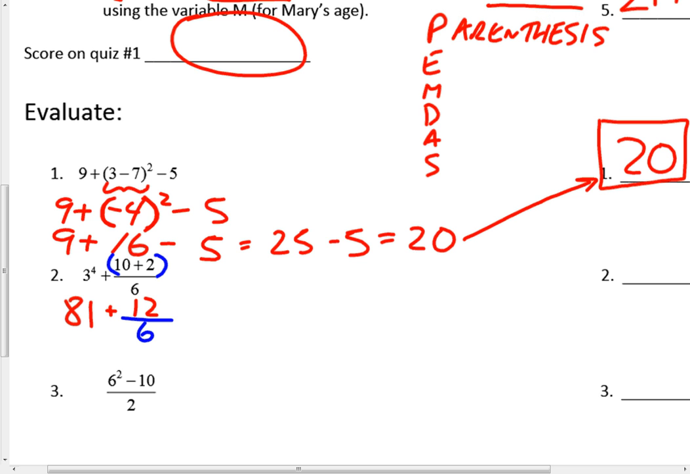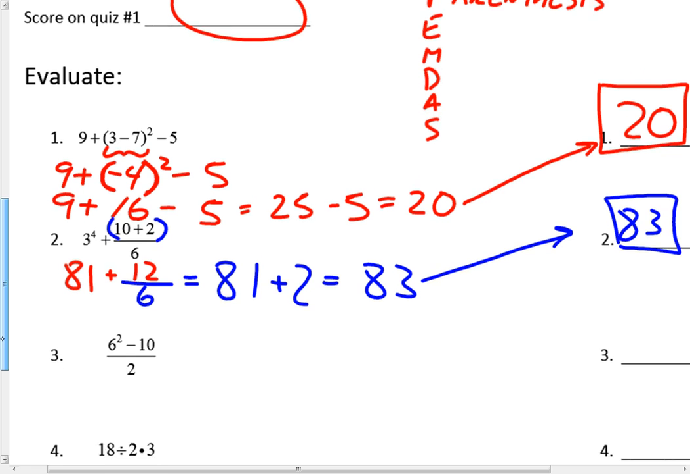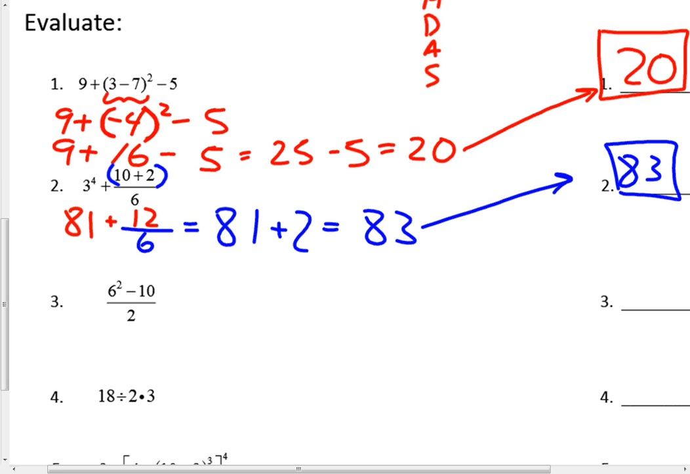A lot of you got to that point and then things fell apart. You either forgot about the 81, or you said 12 divided by 6 was 6. What's 12 divided by 6? Check your work. What went wrong? What did I do first? I did the power first. I did the parentheses first. I did some division. Then I added them together. How many people totally forgot about the 81? Anybody do that?